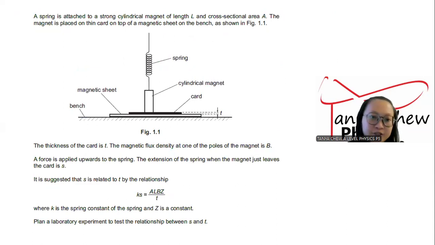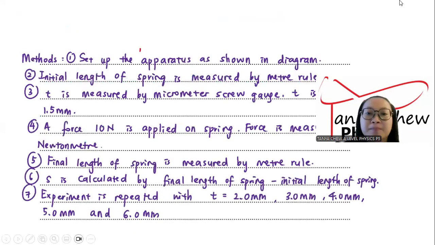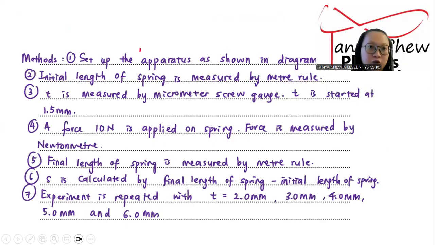Now, look back at this question. When I do my methods, I will give you my suggested method. This is my suggested method. First one, I drew a diagram, which I'm going to show you later. So you tell the examiner, being polite, to refer to the diagram that you have drawn. Set out the apparatus as shown in the diagram.